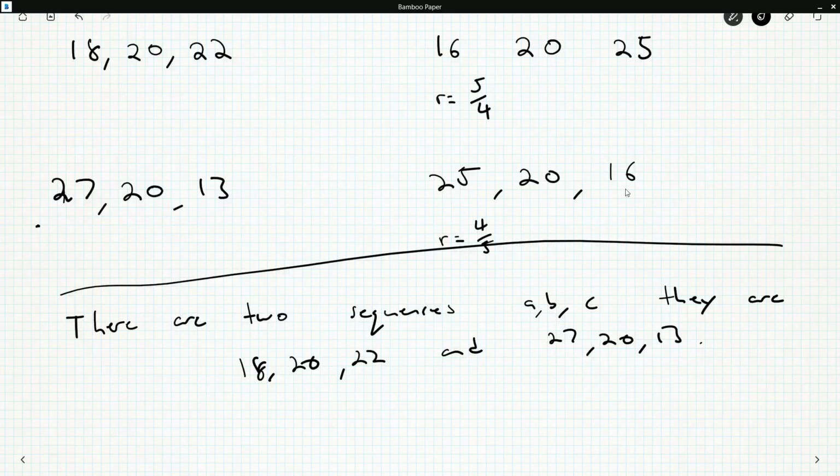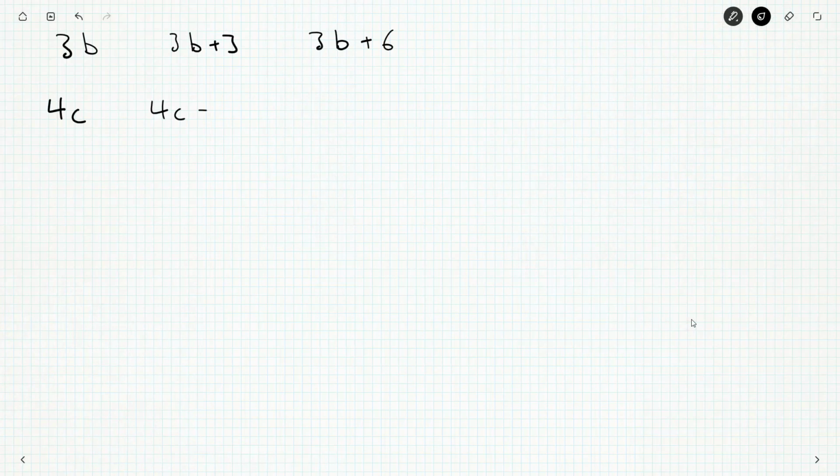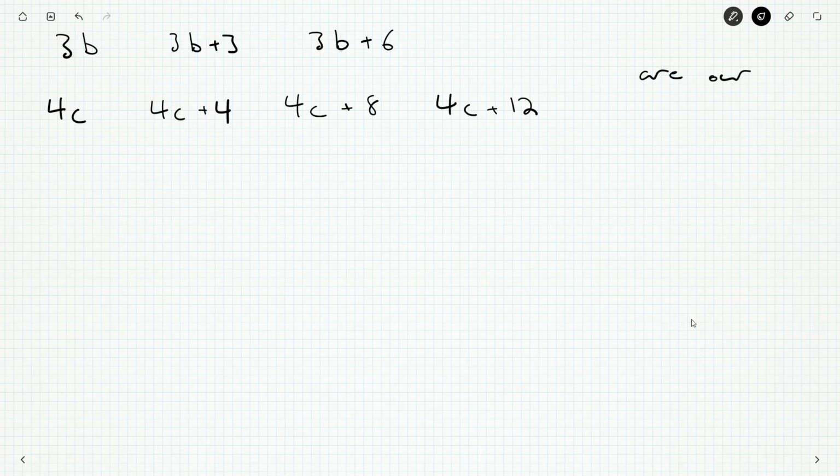So I think the first thing to do would be to start talking about these numbers. So multiples of 3, I'm thinking a is already in use, so how about we say 3b, 3b plus 3, and 3b plus 6. This would be 3 consecutive multiples of 3. And then we can have 4c, 4c plus 4, 4c plus 8, 4c plus 12 are our numbers. We don't have to justify that they're multiples of 3 or 4. That's clear from the setup. The people marking these things have been briefed on that sort of stuff.